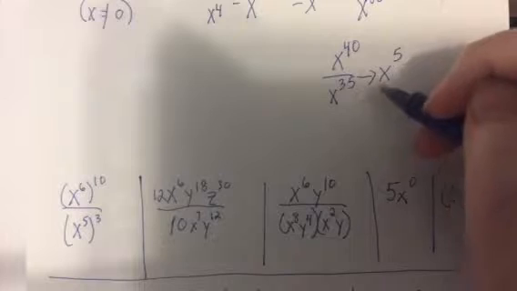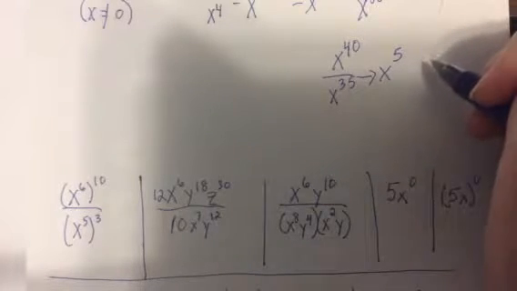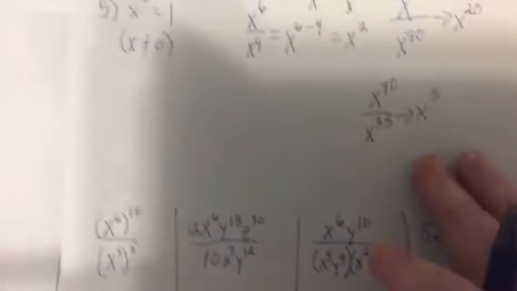Now, you could write it over 1, but you don't have to. The rule is write it with as little writing as possible. So if 1's on the bottom, you don't have to write it.